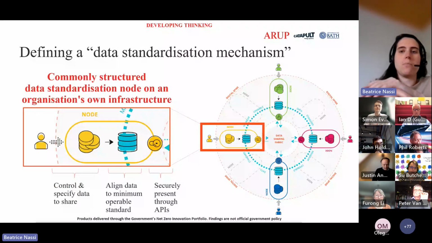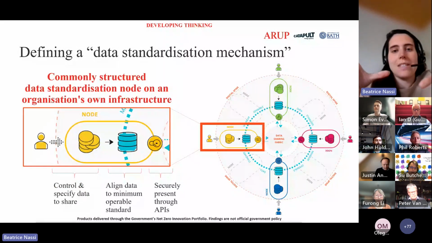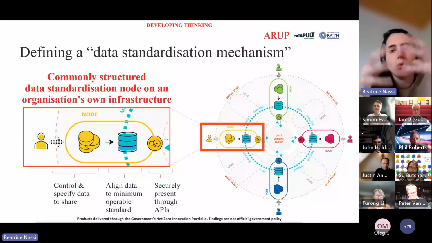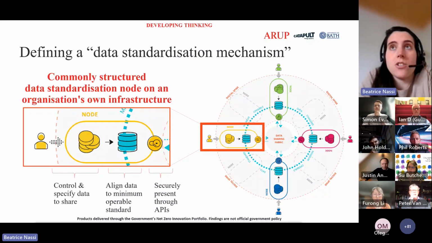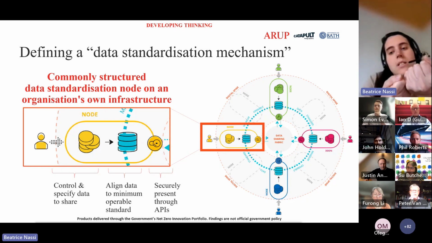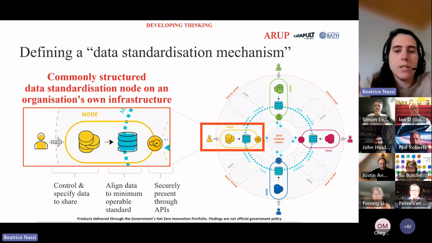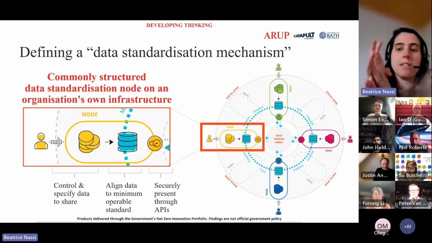So the data standardization mechanism is a commonly structured data component, software packages that can be deployed and used by any organization really across the energy sector as part of their own IT infrastructure. If you look here at the picture on the right, we have different data standardization nodes in yellow, green, red, and blue. There can be, in fact, a node for each organization that wants to share data across the energy sector. These nodes allow an organization to select and bring the data they want to share, align this to a minimum operable standard, and then make this available securely through API to those that meet the correct access criteria.